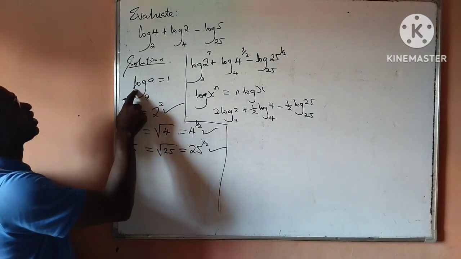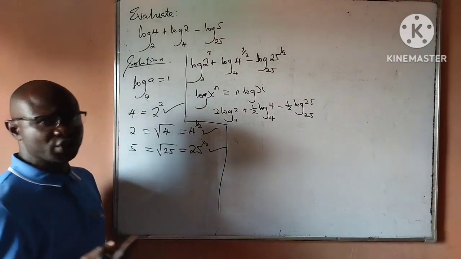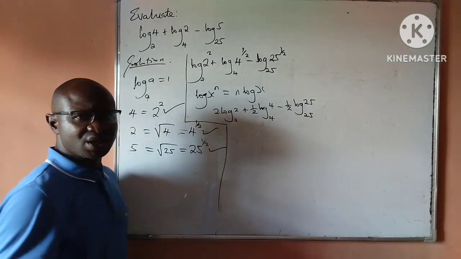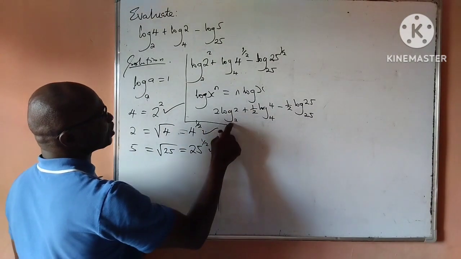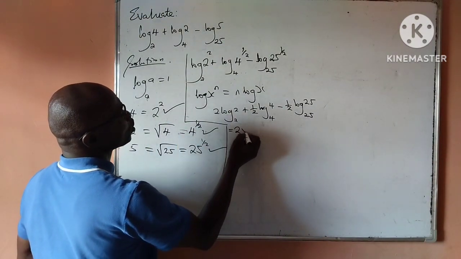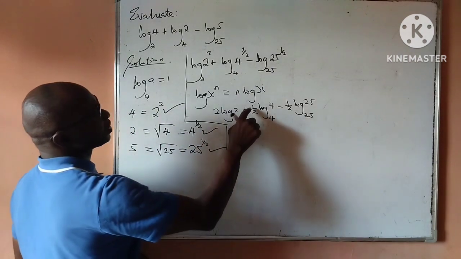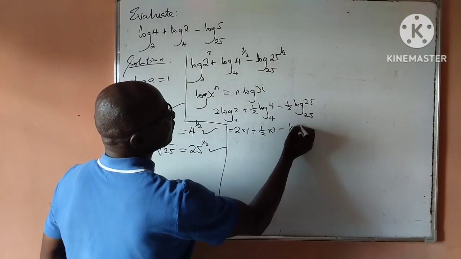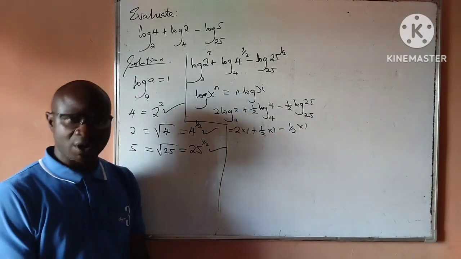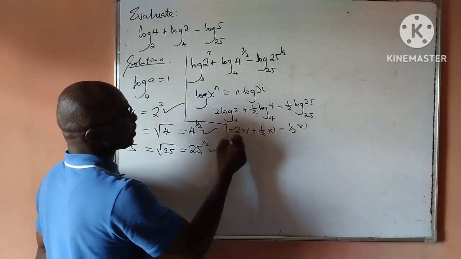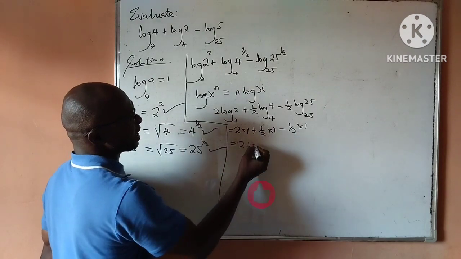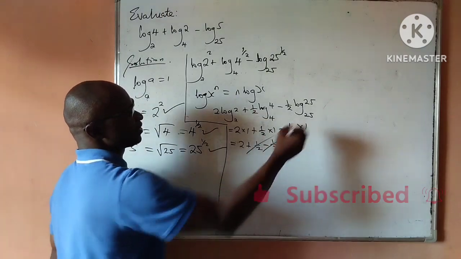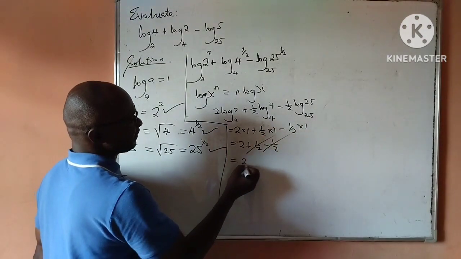Note what I said here, that the log of a base a is 1, the logarithm of a number to its own base. That is why I tried making all of them to be in the same base. What that means now is that I will now have log 2 base 2 as 1. So this will now be written as 2 multiplied by 1 plus half log 4 base 4, which is half multiplied by 1, minus half multiplied by 1, because log 25 base 25 is 1. Maths is life. So we have 2 multiplied by 1 is 2, half multiplied by 1 is half, minus half multiplied by 1 is half. You can see plus half minus half will give us 0, implying that the final answer is 2.